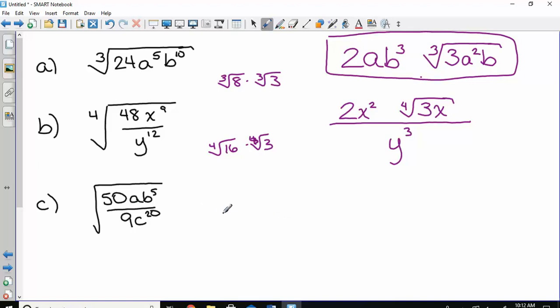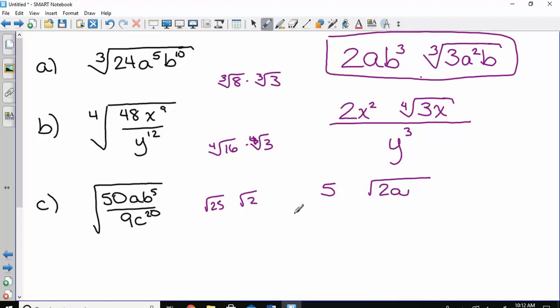All right, C, it's a square root. So 50, what could we break it into? We need a perfect square. Square root of 25 and 2. So the square root of 25 is 5, so a 5 comes out, 2 stays underneath. I only have 1 a. That's not enough to form a group of 2, so it's just going to stay.